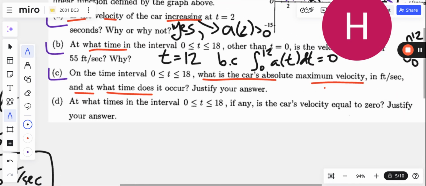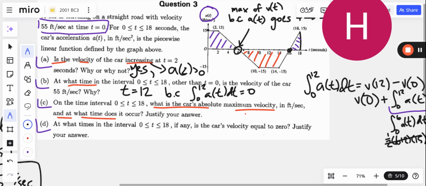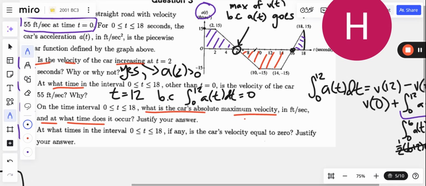Okay. All right. Last one, part D. At what times in the interval, if any, is the car's velocity equal to 0? Interesting. When is the velocity equal to 0?